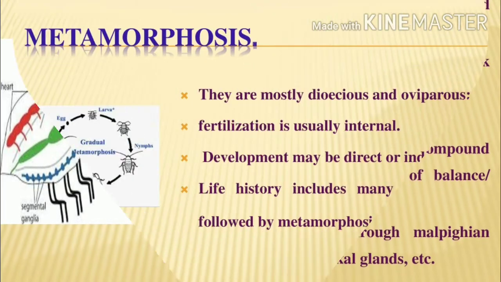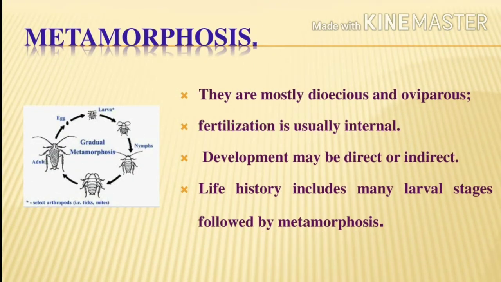Can you understand? Phylum Arthropoda is dioecious. What is the meaning of dioecious? There is a separate female reproductive system and male reproductive system. The sexes are separate. It is always oviparous. What is oviparous? The young ones come out only after laying eggs, that is oviparous.